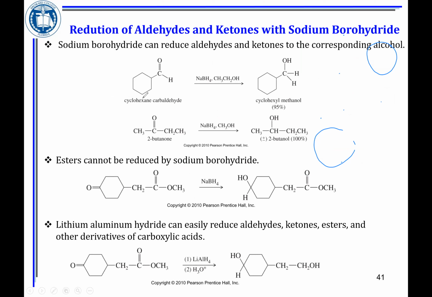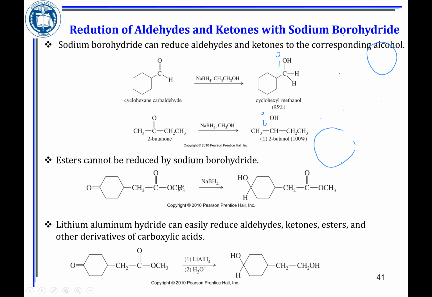Okay, examples that we have: cyclohexane carbaldehyde. So this is the aldehyde with sodium borohydride. It gives you primary alcohol. You have a ketone with sodium borohydride. It gives you secondary alcohol.